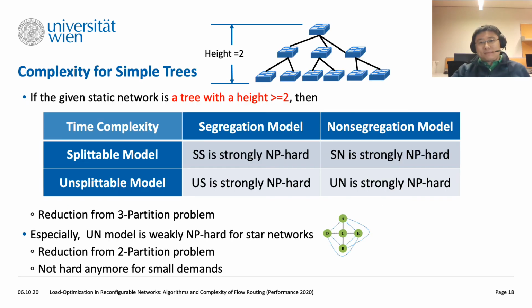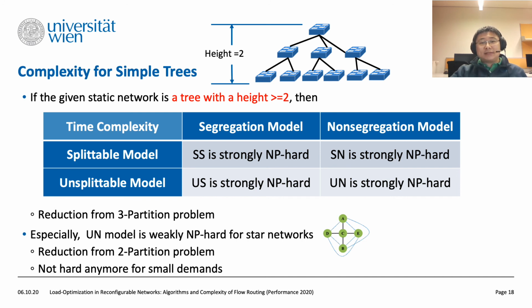So after understanding our problem, let's come to the complexity of the problem. Unfortunately, when the given static network is a tree with height equal to 2 or larger, our problem is already strongly NP-hard for these 4 routing models. It can be proved by reduction from the 3-partition problem, and especially the unsplittable routing model is already weakly NP-hard.